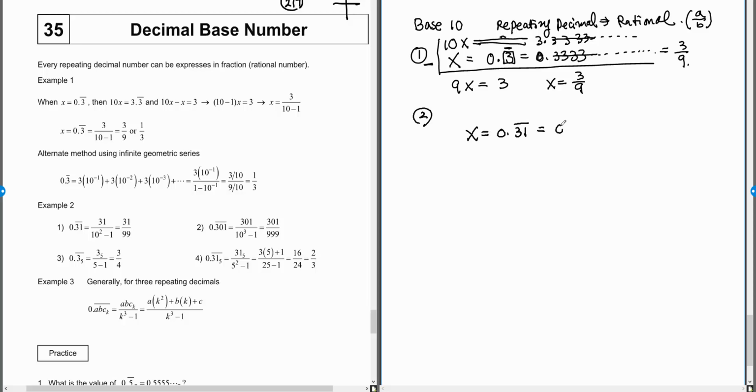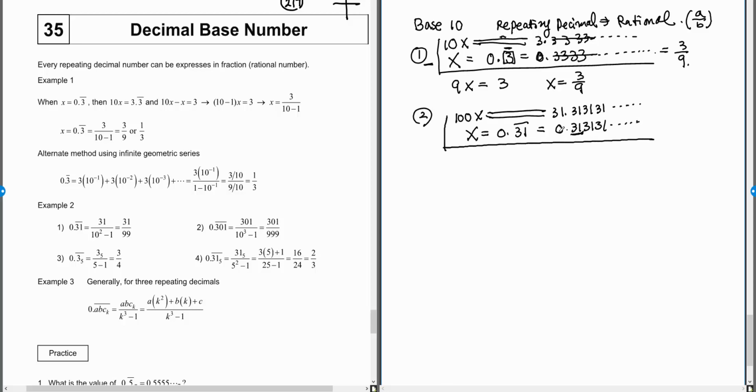Now the second one is when you have two repeating decimals, 0.31. This is 0.31, 31, 31. This is a two-digit repeating decimal. We're gonna move 2 digits before the decimal. How can you move them? Times 100, isn't it? So 100x. Two numbers move up front. That equals, extending this one, 31.31, 31, 31.